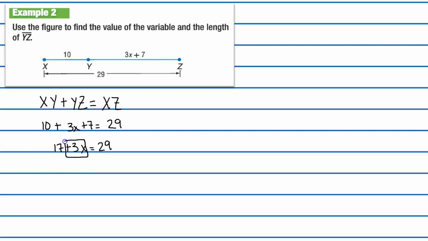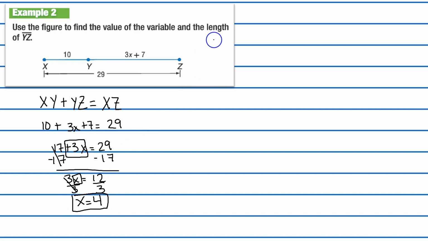And you can box your variable if you need to, which shows that you need to move your 17, minus 17 to both sides. So now I have 3x, which is equal to 12. Box your variable, divide 3 by both sides, x is equal to 4. Okay, so we have found the variable to be x is equal to 4.